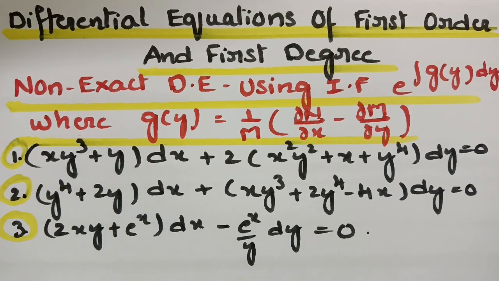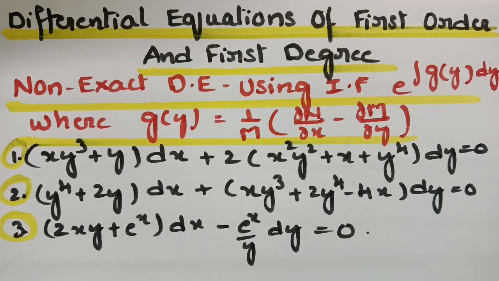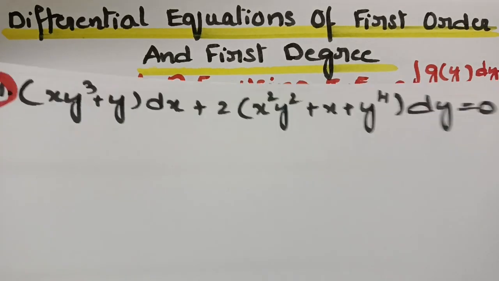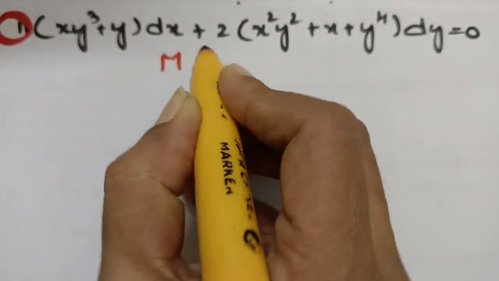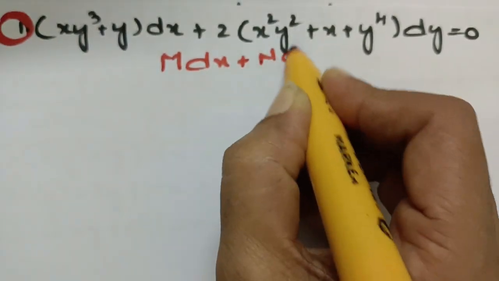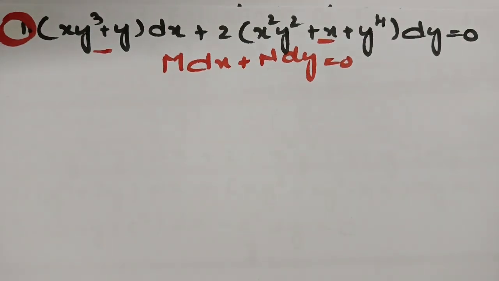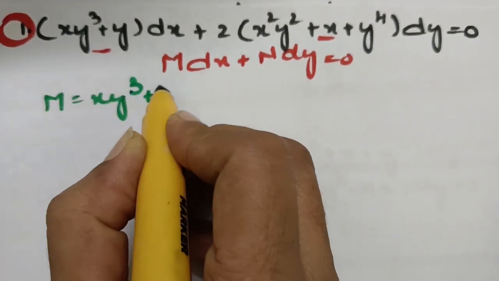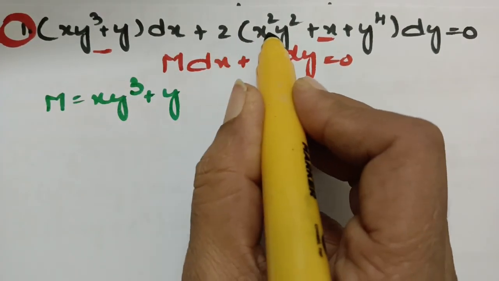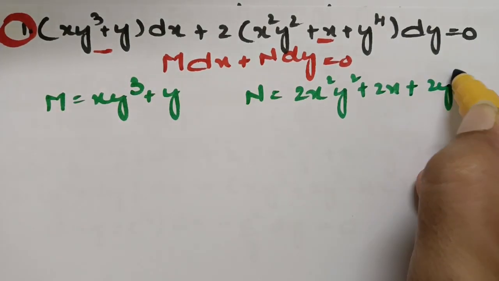The first question is (xy cube plus y) dx plus (2x square y square plus x plus y power 4) dy equal to 0. Whenever a question is given, we consider the equation as M dx plus N dy equal to 0. Clearly M is xy cube plus y, and N is 2x square y square plus x plus y power 4. If I multiply by 2, this will be 2x square y square plus 2x plus 2y power 4.